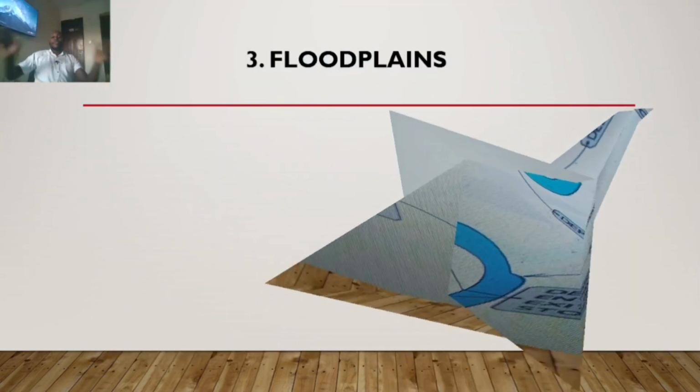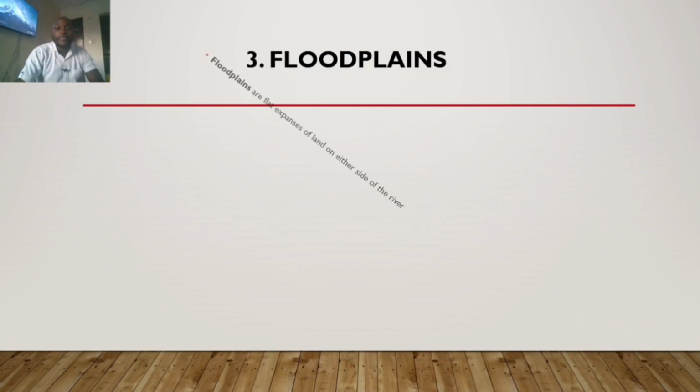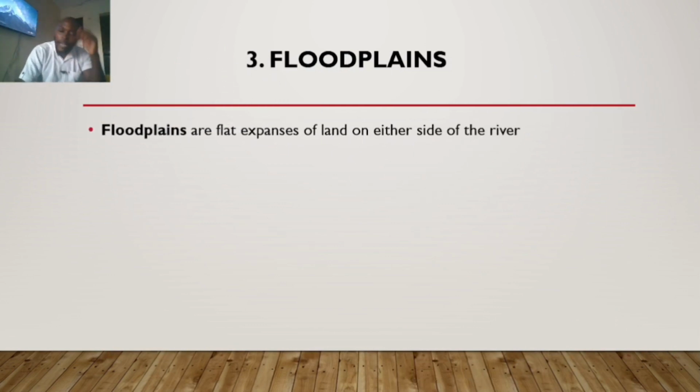All right, now let's talk about floodplains. There's the third one in the lowland landforms. Okay, so floodplains are flat expanses of land on either side of the river. Okay, the flat expanses of land on either side of the river. I'm not talking about the banks, but just about past the banks. Okay, those flat surfaces are what we call a floodplain, right?